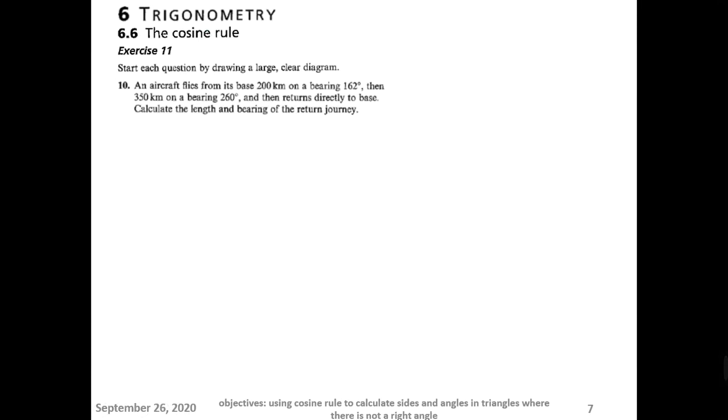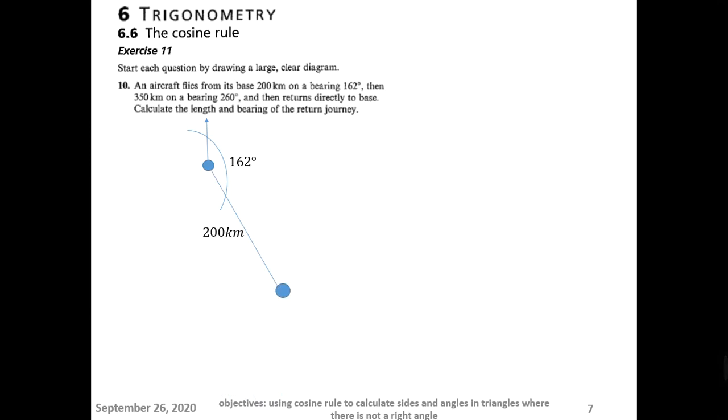An aircraft flies from its base. Let's draw the base. 200 kilometers on a bearing of 162 degrees. So we draw the north from this station, and we measure from the north clockwise the 162 degrees. So we know the direction of our aircraft, and the length in this direction is 200 kilometers. So this is the 200 kilometers, and this is the new location of our aircraft.